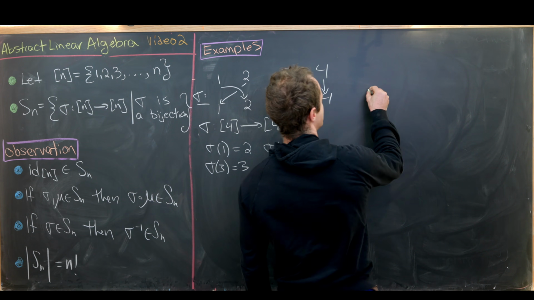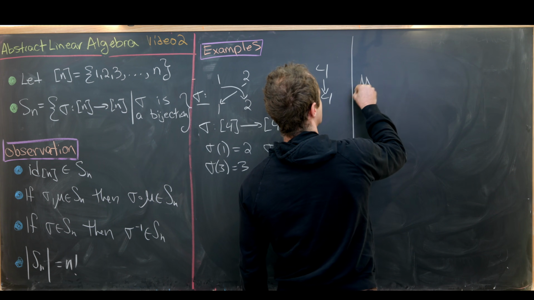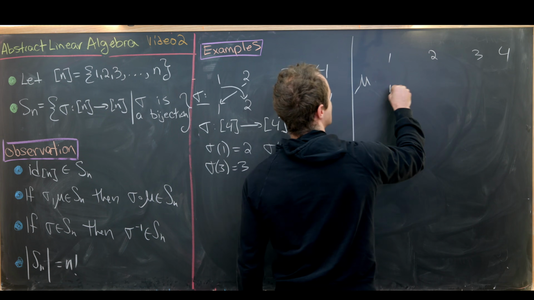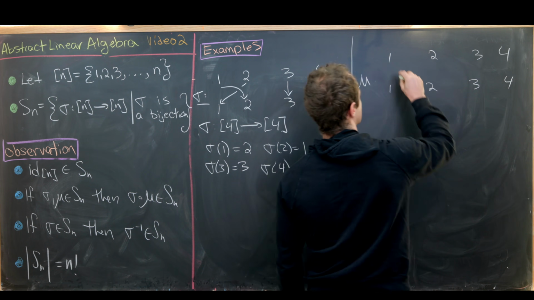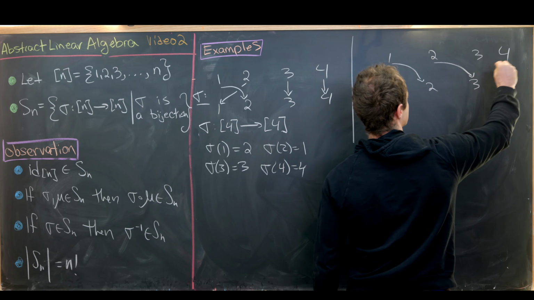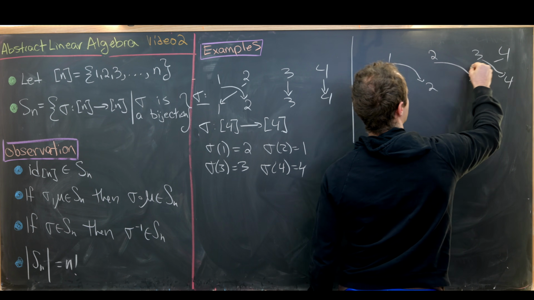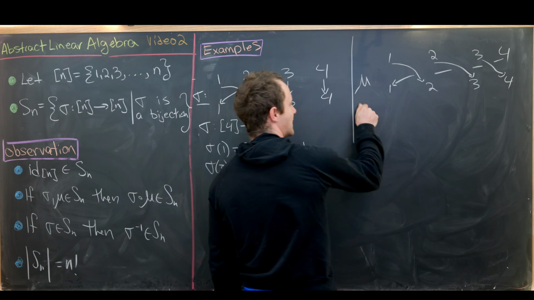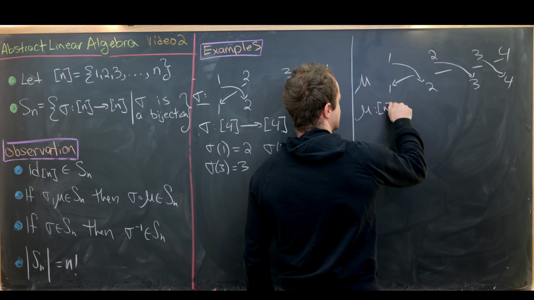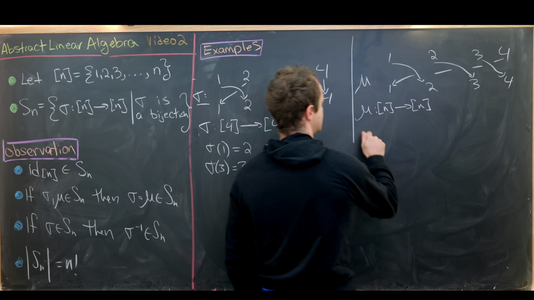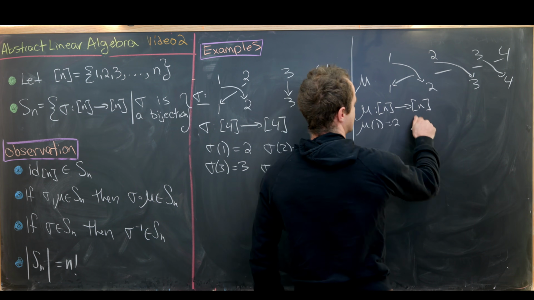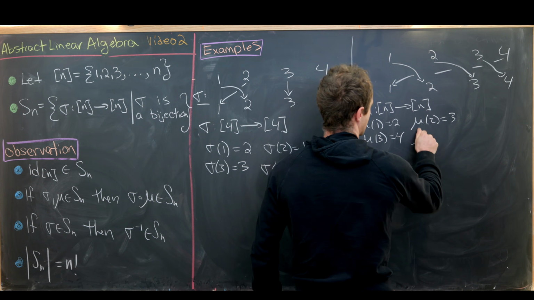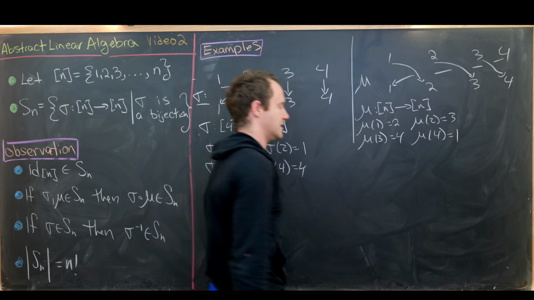Now let's look at another one, maybe mu, we could call this one. And let's say it's on S4 again, but now this one does something slightly different. Let's say it maps 1 to 2, 2 to 3, 3 to 4, and then 4 all the way back to 1. So something like that. So now mu is going to go from n to n again, just like sigma did. But now mu of 1 is 2, mu of 2 is 3, mu of 3 is 4, and mu of 4 is 1.